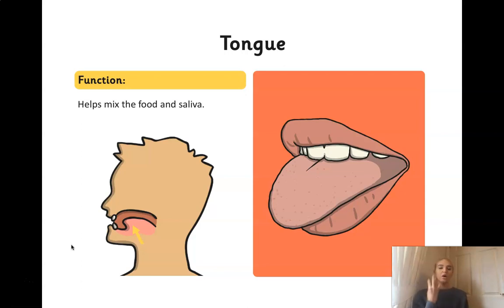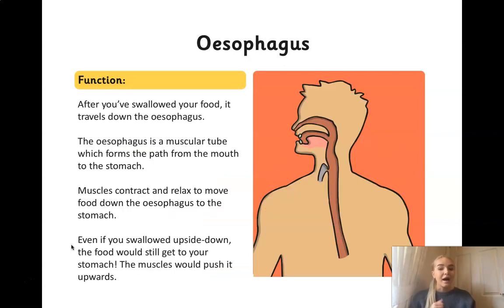So that's all that works in our mouth area with our salivary glands, our mouth, our tongue, and our teeth. And then, after you've swallowed your food, it travels down your esophagus. Can you remember what two organs connect the esophagus together? That's right, it connects from the mouth to the stomach. So the esophagus is that muscular tube which forms the path between the mouth and the stomach.